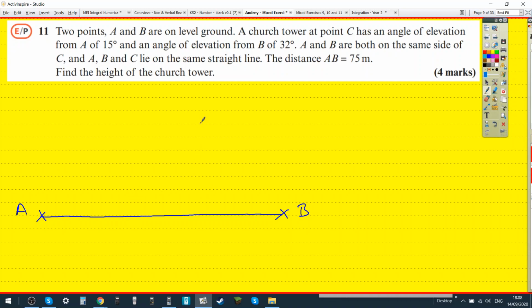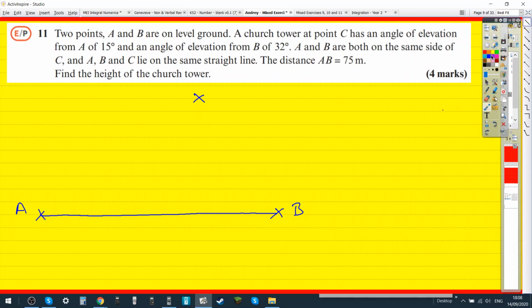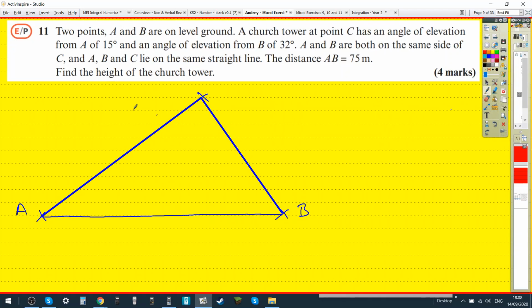I'm not entirely sure. Does angle of elevation mean like so C is going to be somewhere like around there? Yeah. Do we have to do a triangle? Yeah. So this one at A is 15. This one at B is 32. AB is 75. Okay.